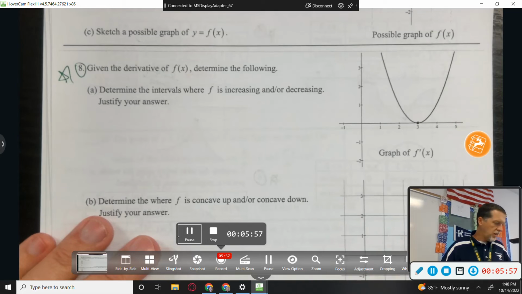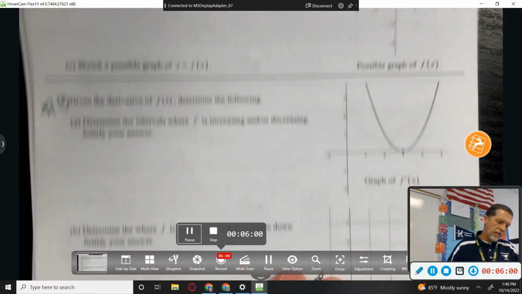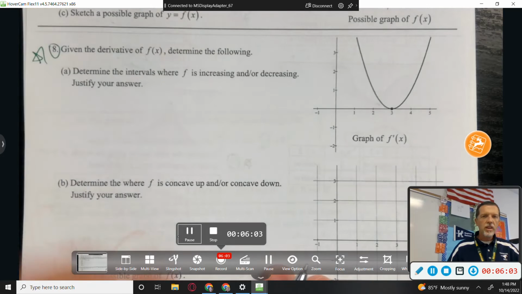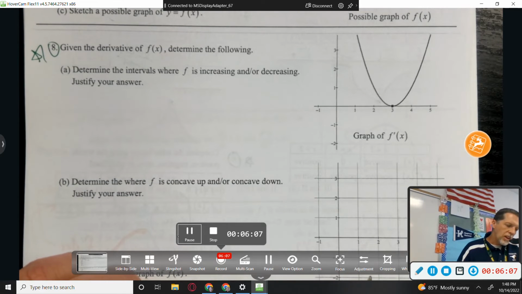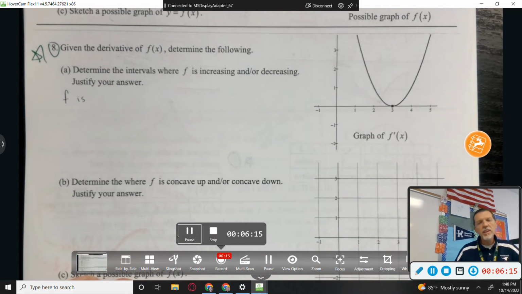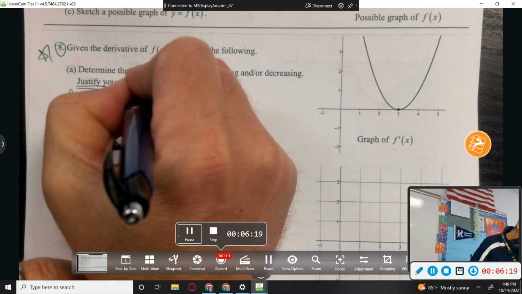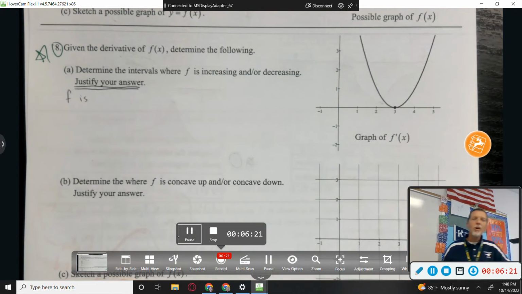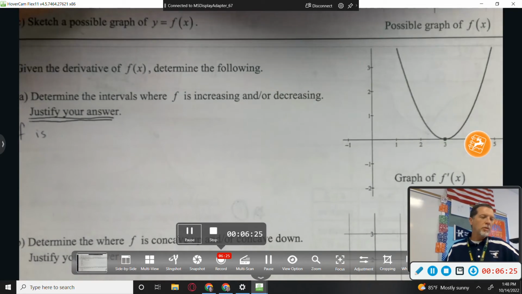Number 8. Given the derivative of f, determine the following. Determine the intervals where f is increasing and or decreasing. Justify your answer. Let's justify our answer first. To me, that makes the problem a whole lot easier. So if I justify it, then I know what I'm looking for.